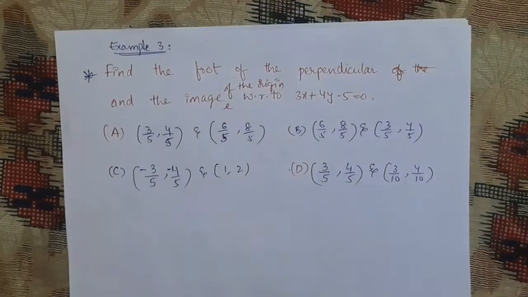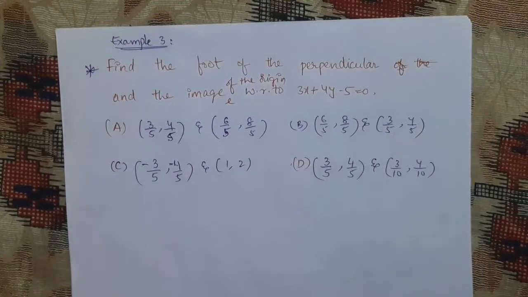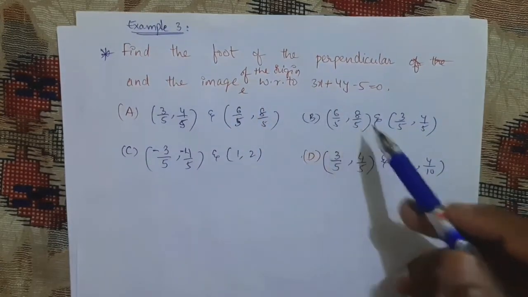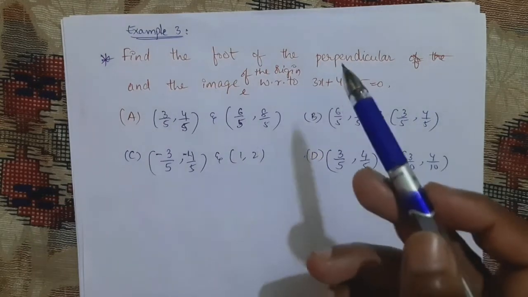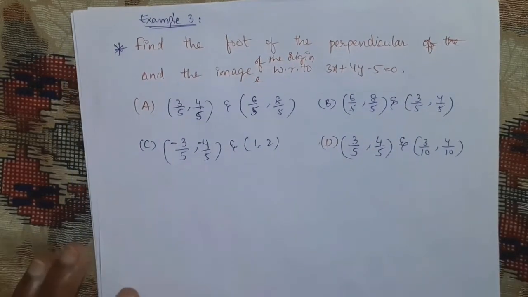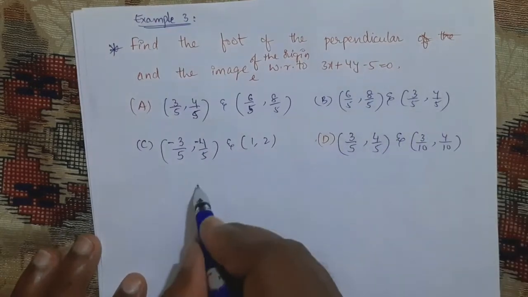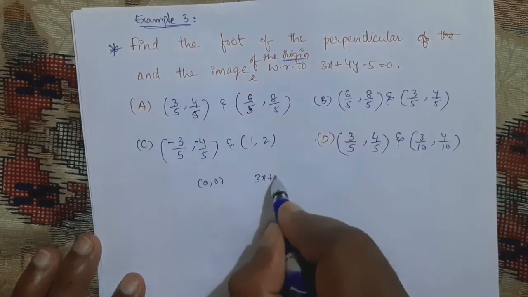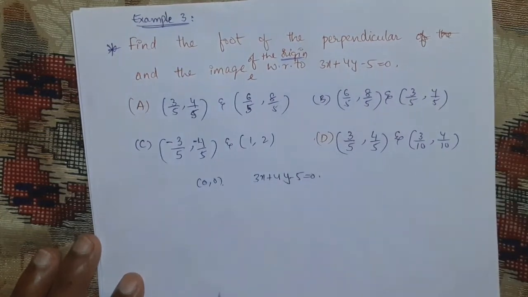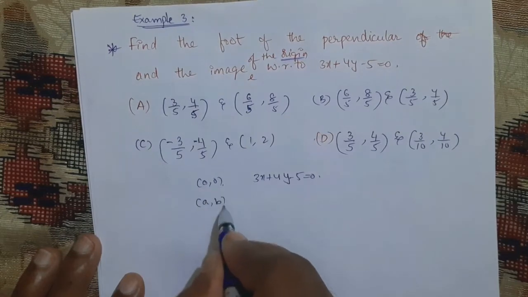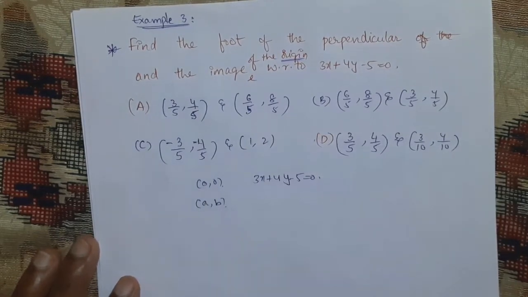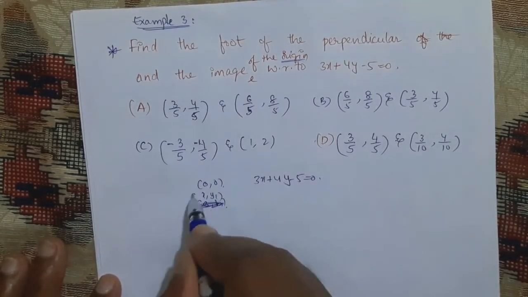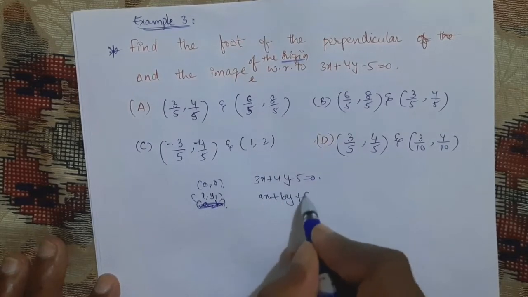See the question. Find the foot of the perpendicular and the image of the origin with respect to 3x + 4y - 5 = 0. So now we need to find both the foot of the perpendicular and also the image. For the foot of the perpendicular, the given point is the origin, that means (0, 0), and the equation is 3x + 4y - 5 = 0. That means these are the a, b values. This is the (x1, y1) point, and this is in the form ax + by + c = 0.